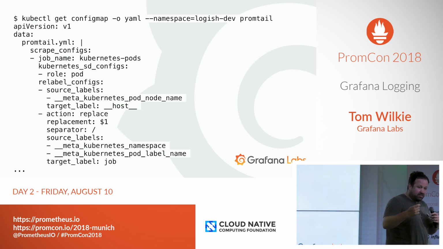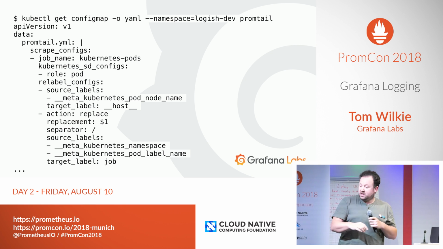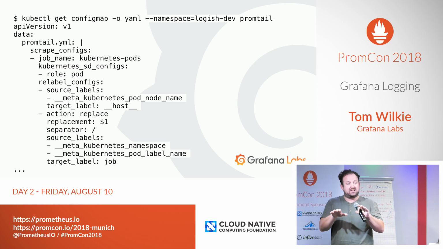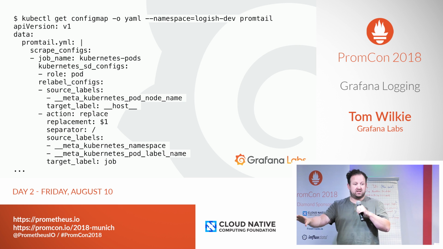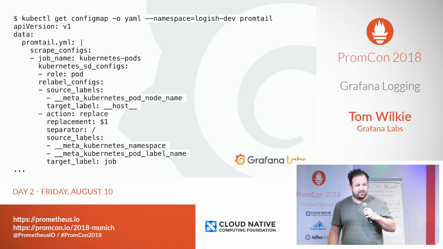This is exactly the same config we load into our Prometheus server. And the reason that's important is because, as they're consistent, the job has the same labels for its metrics as it does for its logs. And this is how you can switch between the two really seamlessly.